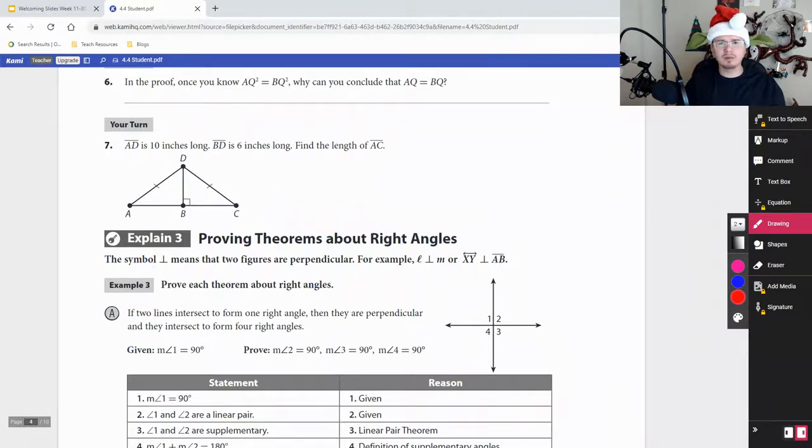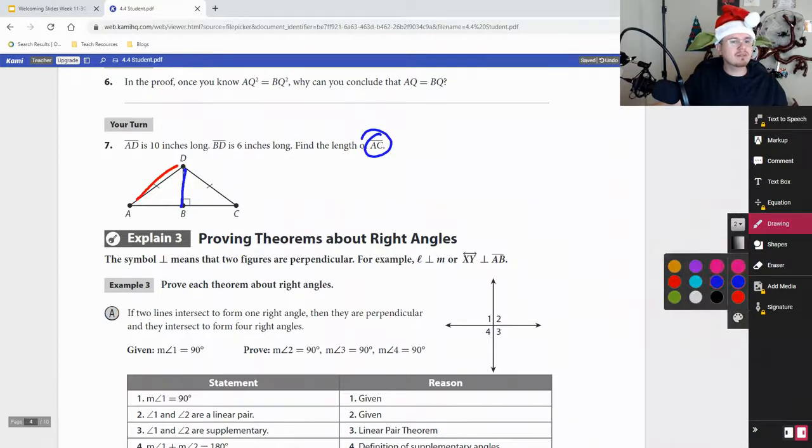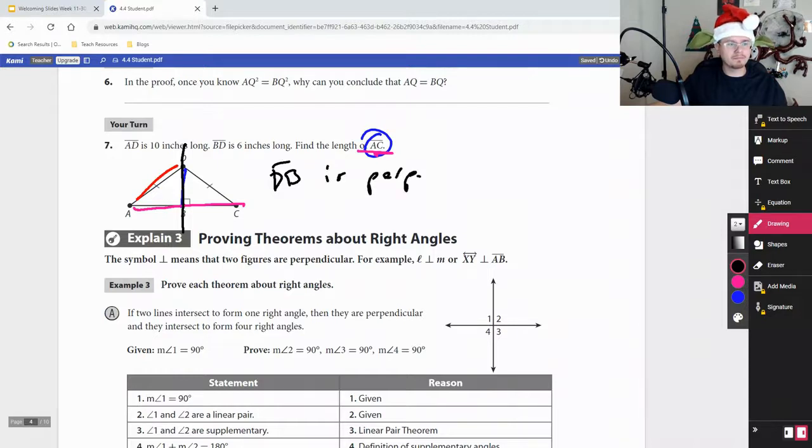Number 7, your turn. Want to pause? Go ahead and do this for a second. AD is 10 inches long. BD is 6 inches long. Find the length of AC. So we're trying to find this. Well, let's take a look here. D is equidistant, yeah? Therefore, DB is perpendicular. So it is the perpendicular bisector. So DB is the perpendicular bisector, yes, of AC.